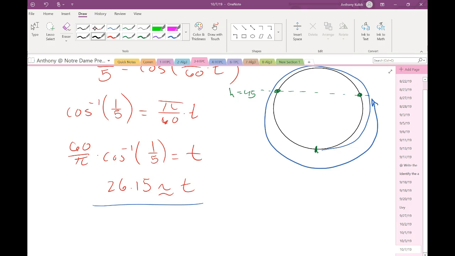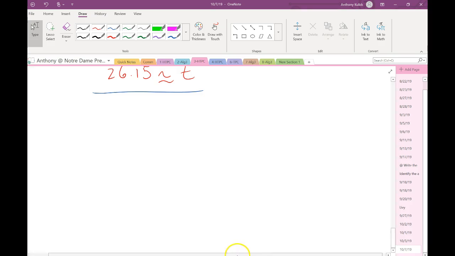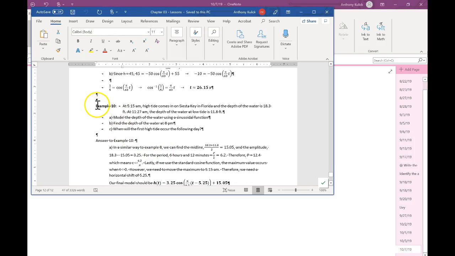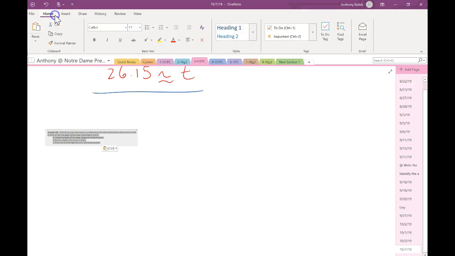Okay with that? We good on this one? So again, nothing too difficult there. Let's do one more where we have to construct a sinusoid to model the situation, because that I think tends to be the most difficult kind of problem for most of us.